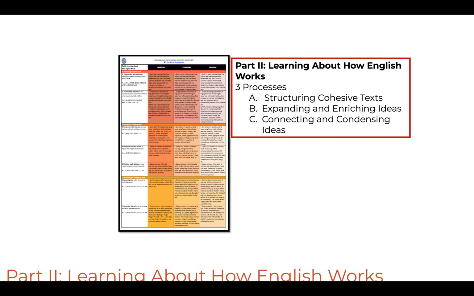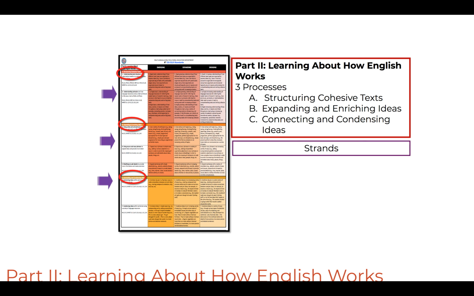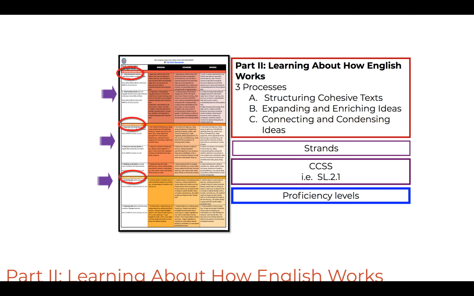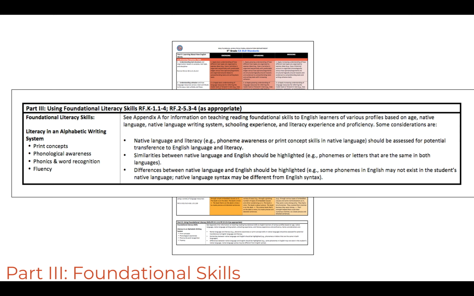Part 2, learning about how English works, has three processes: structuring cohesive texts, expanding and enriching ideas, and connecting and condensing ideas. The strands are listed there as well, and the Common Core Standards connection. Proficiency levels are listed from emerging to expanding to bridging, and the language of the standards below those. Also note that at the bottom you'll see the Part 3 foundational skills, which apply to ELA standards that are necessary for our English learners.